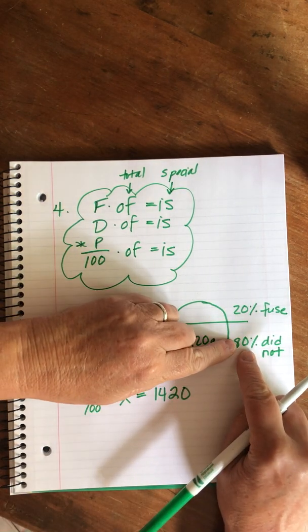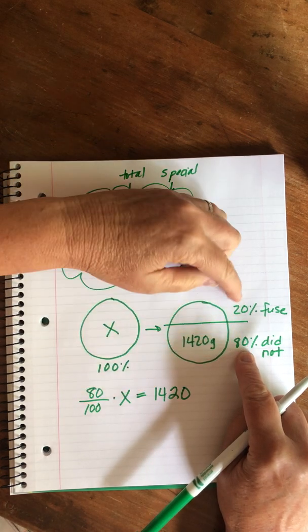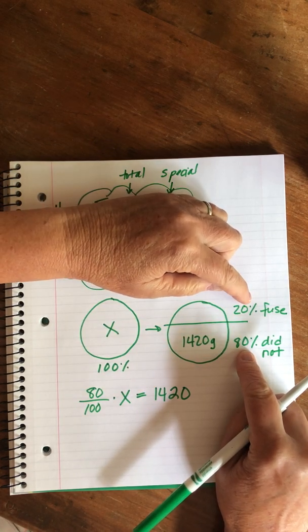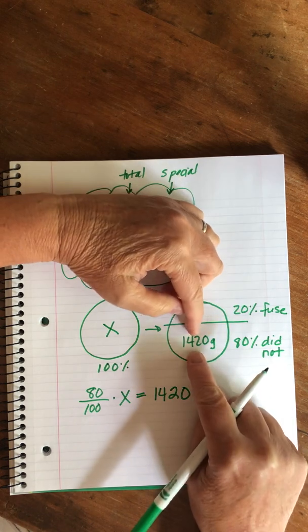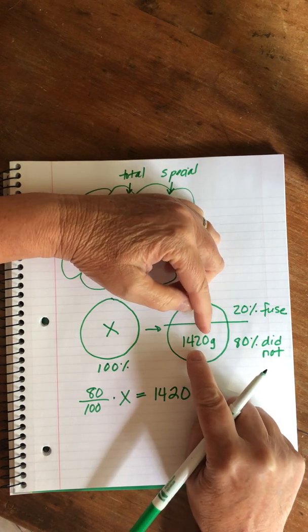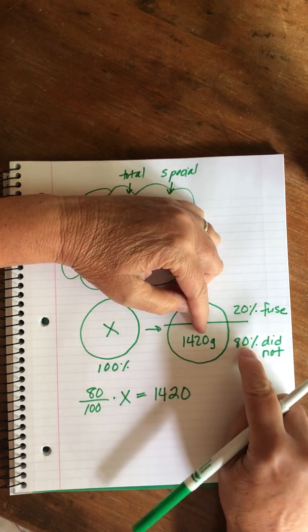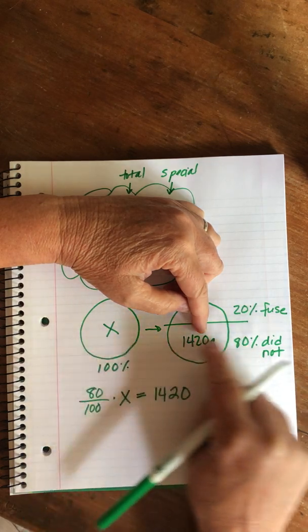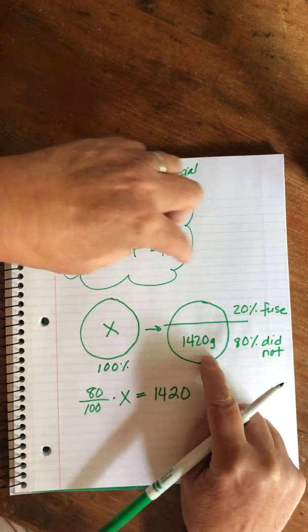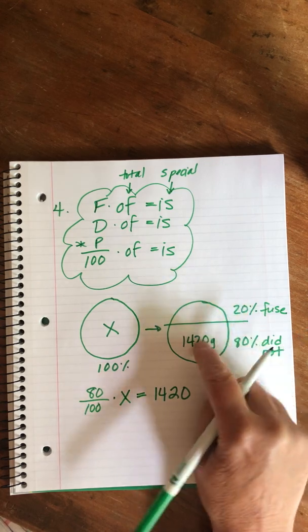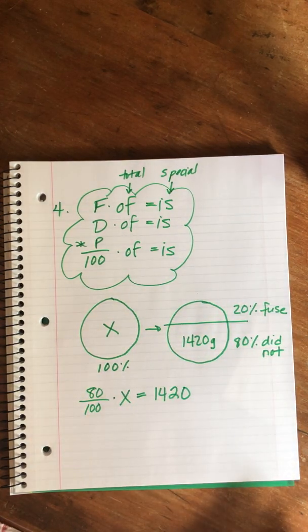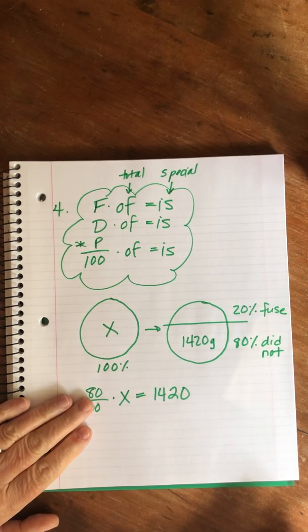We had to calculate this 80% ourselves. John told us about the amount that did fuse in terms of percent, and then he gave us the gram measurement of the amount that did not fuse. So we had to find out this percentage because we need to have enough information to plug into this. We don't want to mix the two different kinds of information together. All right? That's how we set this up.